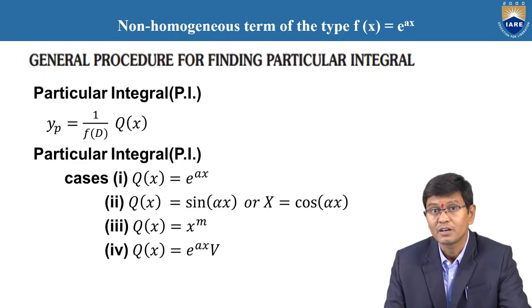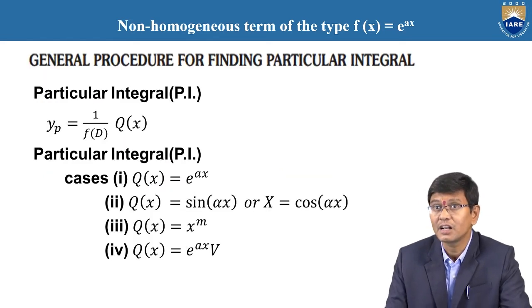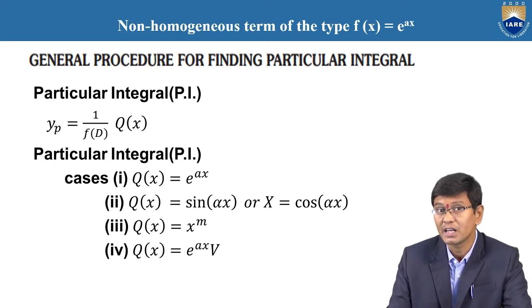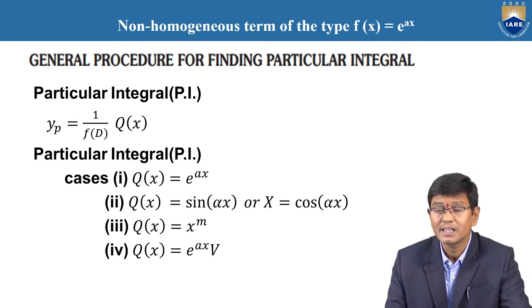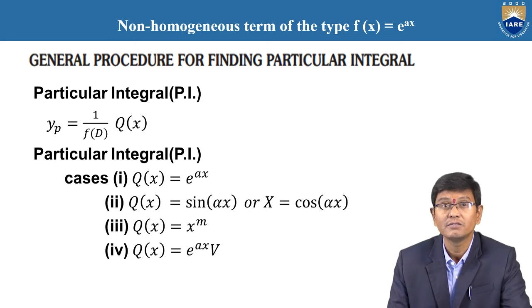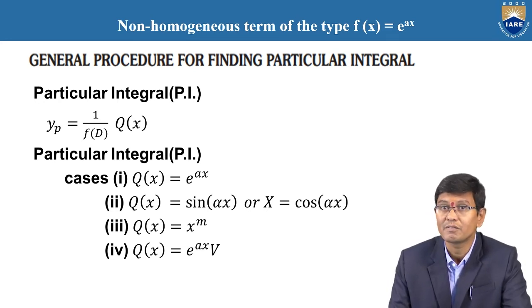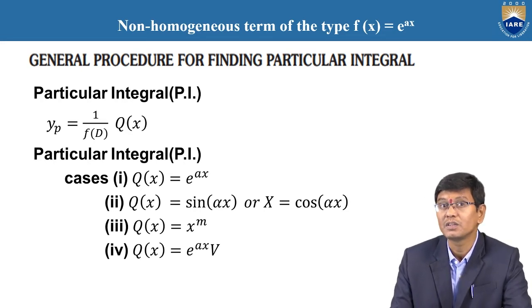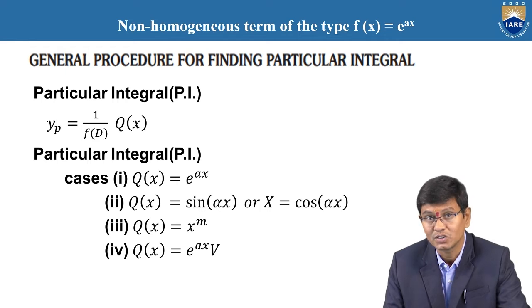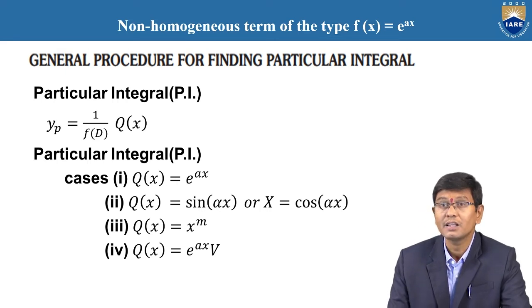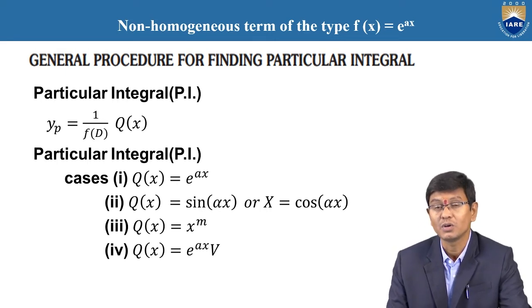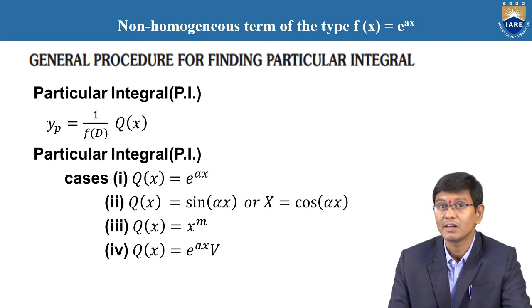And here today we are going to discuss the general procedure for finding the particular integral. The particular integral is y_PI = 1/f(D) times Q(x), that is, with respect to the right side of the given differential equation. And under the particular integral of the solutions, four cases are available.